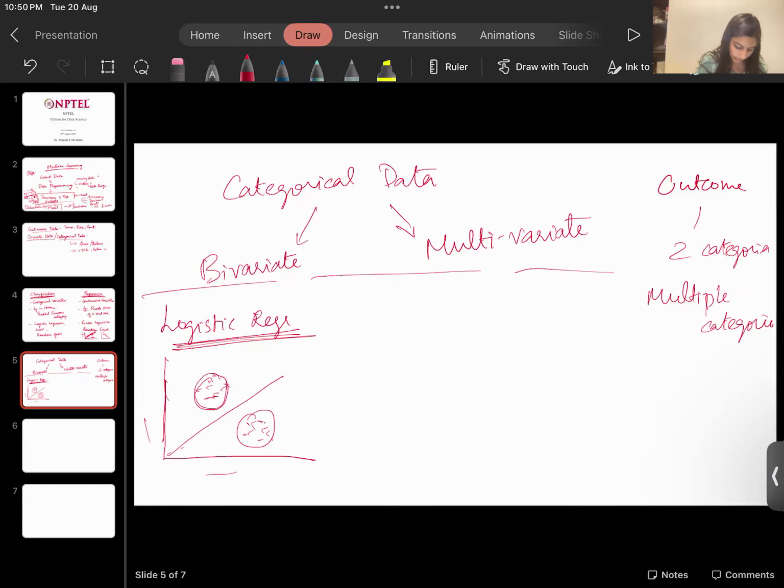So in such cases, this is what we mean by binary classification problem. We have two categories. Your output can either fall in category 1 or category 2, and the decision is basically linear. If it falls here, it belongs here. If it falls here, it belongs here. So this is when logistic regression works well.